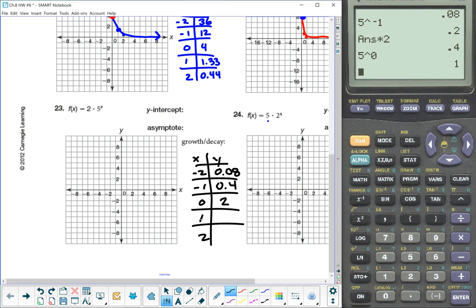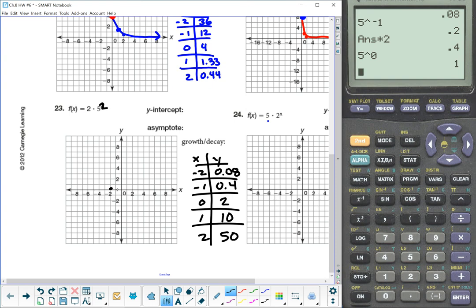And this one's easy. If I put 1 in there, I get 5. 5 times 2 is 10. If I put 2 in here, I get 25. 25 times 2 is 50. All right, so this one goes at -2, it'd be 0.08. So basically on the line.